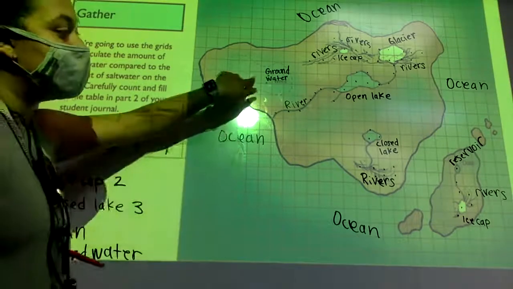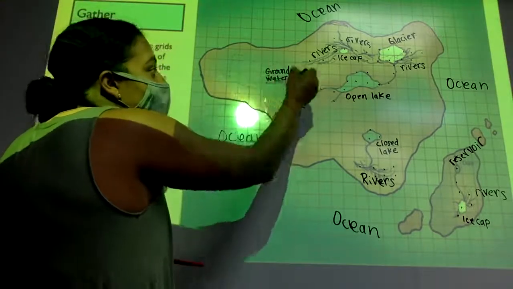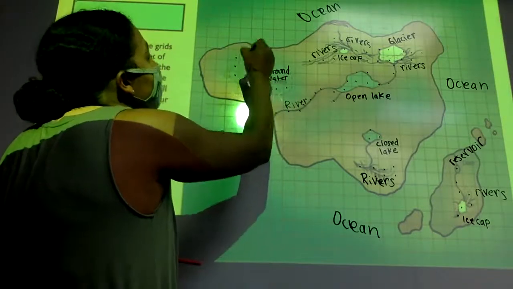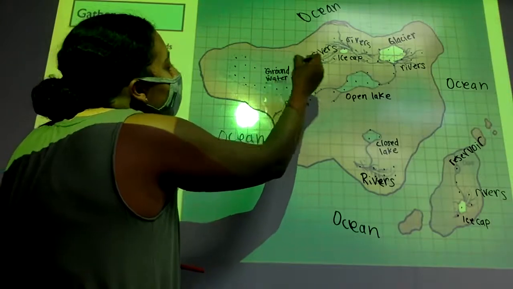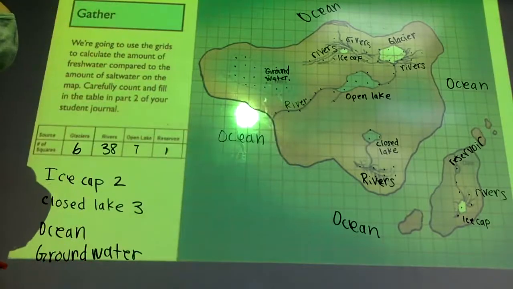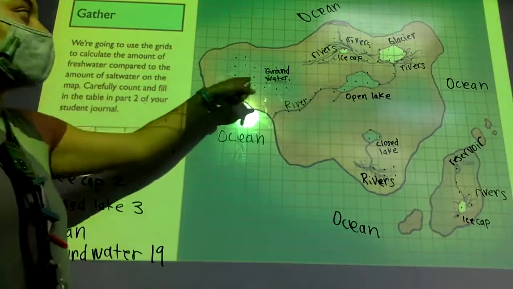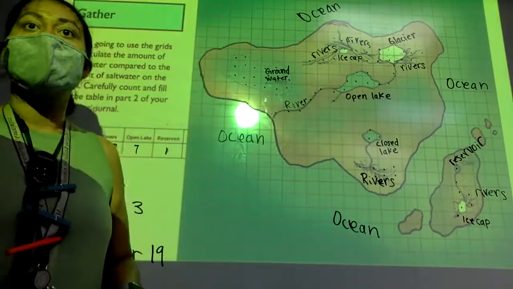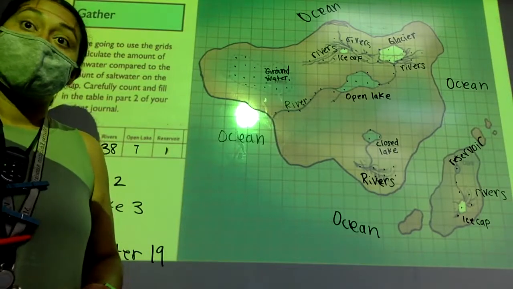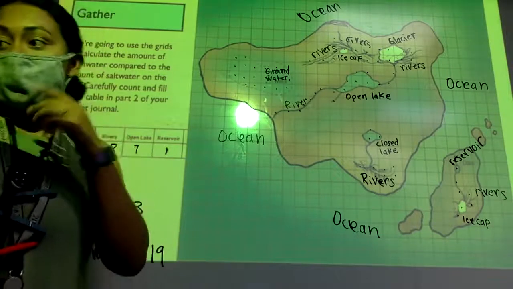Okay. Groundwater here. Ready? So it's that whole area around it, okay? So 1, 2, 3, 4, 5, 6, 7, 8, 9, 10, 11, 12, 13, 14, 15, 16, 17, 18, 19. Okay, 19 for groundwater. That's all of those grids right there. Now the oceans. Ready?